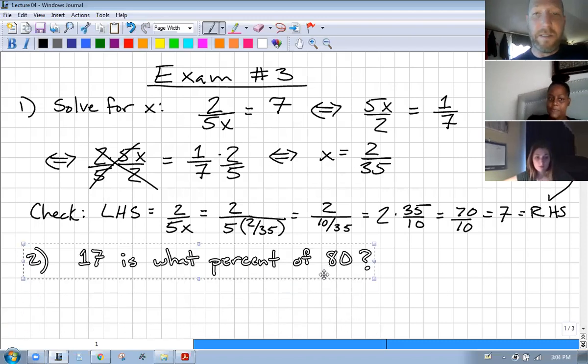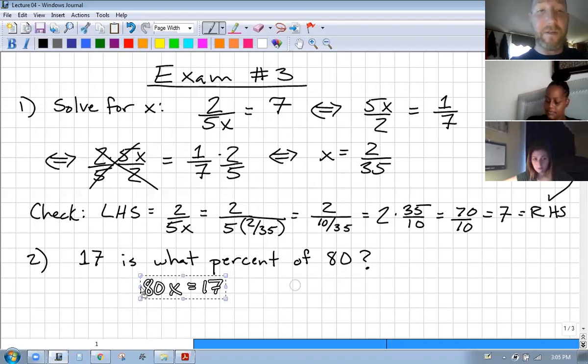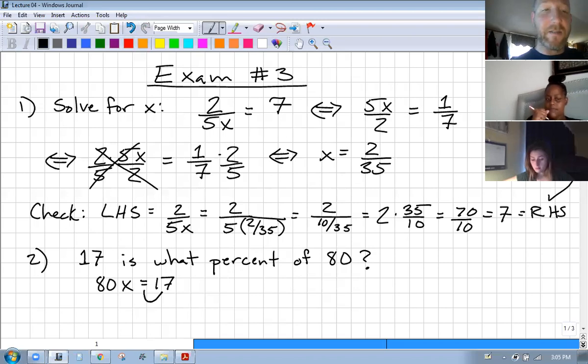All right, let's see. For number 2, I'm happy y'all got this one right too. A lot of y'all made the mistake of getting 17% of 80. We're not asking for 17% of 80. We're asking what percent of 80 is 17. Meaning if you take 80 and multiply it by some percentage, you get 17. Right? 17 is what percent of 80? So that's your setup.